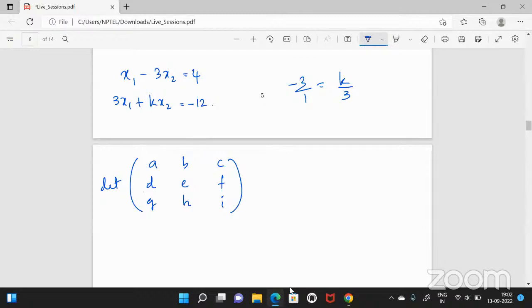Yes, ma'am. So A1 upon A2 is equal to B1 upon B2 is not equal to C1 upon C2. Then that would have no solution, right? By that way, we can answer that the answer should be -9.